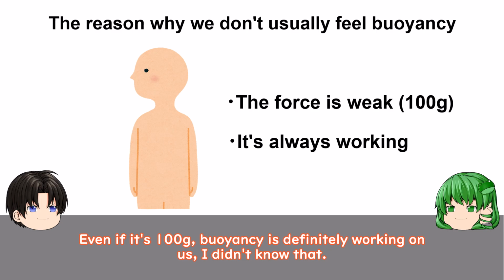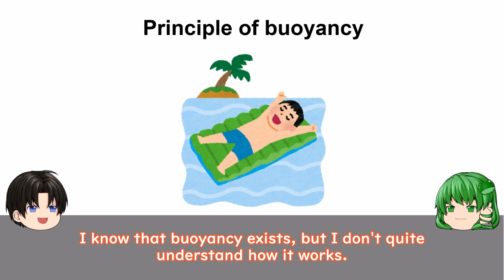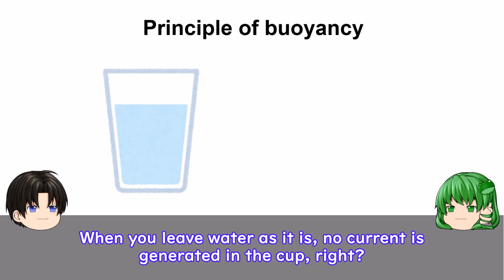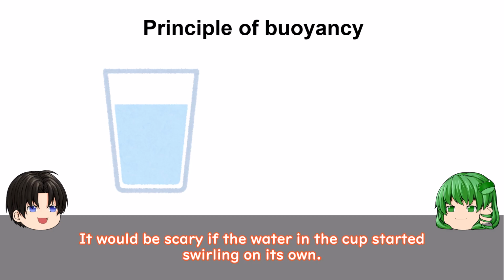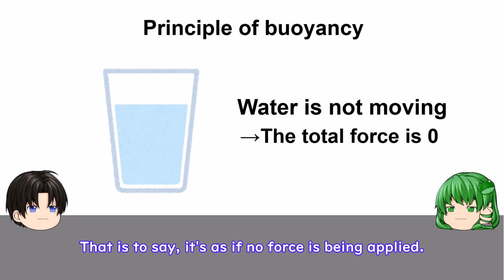I didn't know that. I was just thinking, what is the principle that makes buoyancy work? I know that buoyancy exists, but I don't quite understand how it works. Well, I'll explain it simply, prioritizing clarity. When you leave water as it is, no current is generated in the cup, right? Yeah, of course. It would be scary if the water in the cup started swirling on its own. If no current is generated, it means that the water in the cup is not moving. That is to say, it's as if no force is being applied.